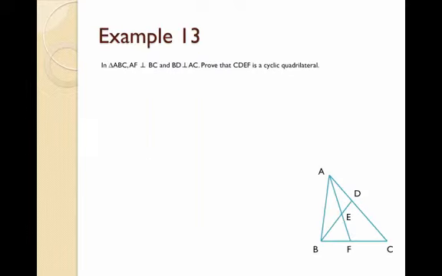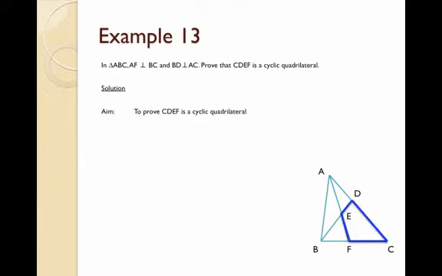Let's look at example 13. In triangle ABC, AF is perpendicular to BC and BD is perpendicular to AC. We're going to prove that CDEF is a cyclic quadrilateral. Pause the video and see how you might be able to prove that the quadrilateral is cyclic. Think about the test we just examined and how to show a quadrilateral is cyclic.